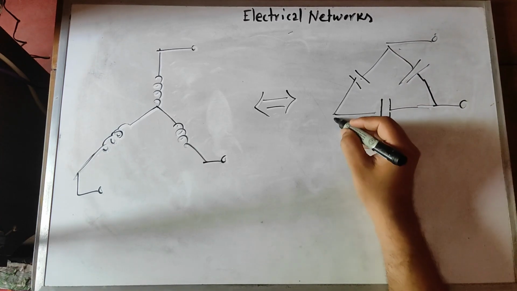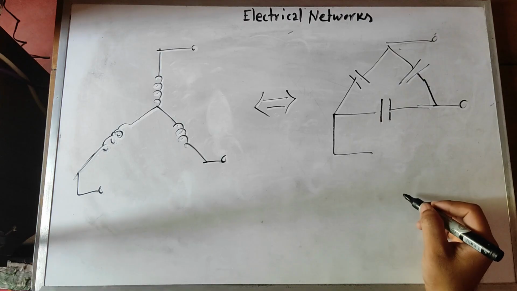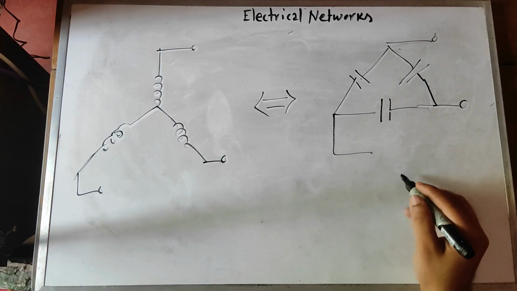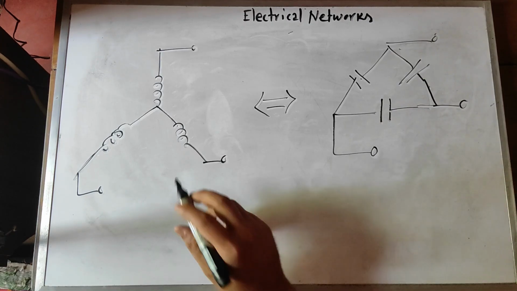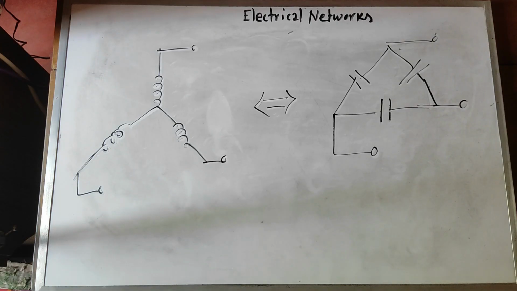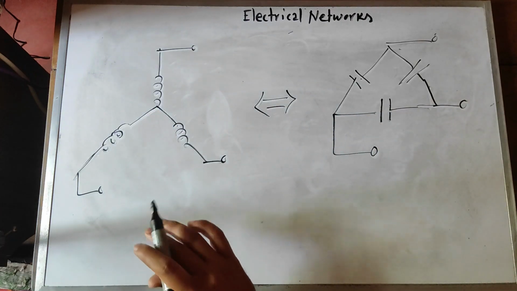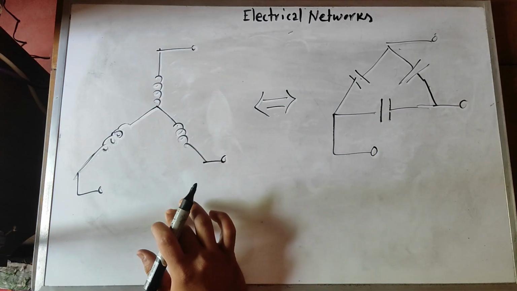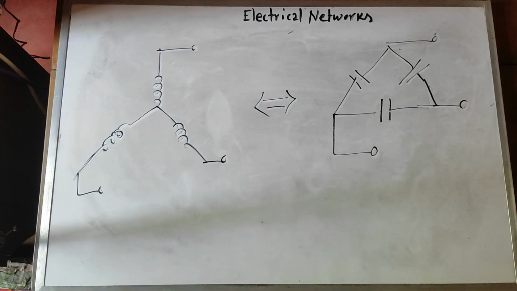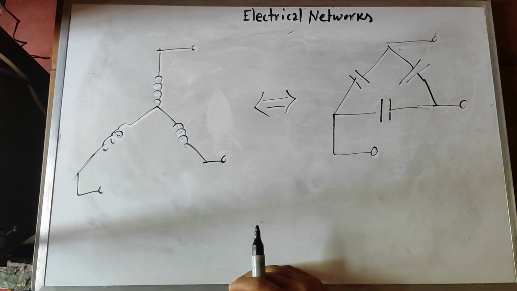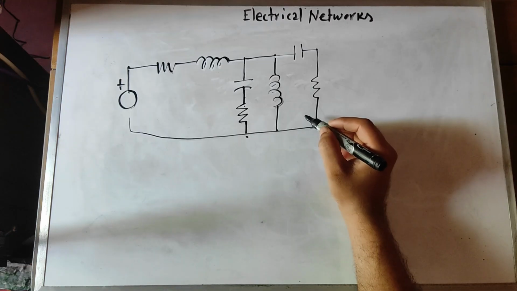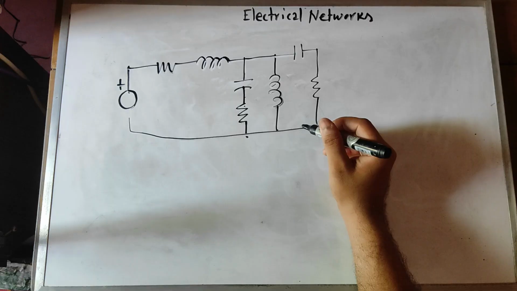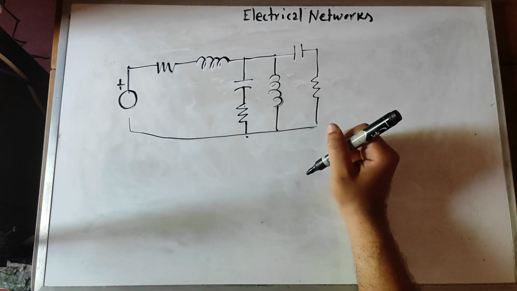This is the dual network for the corresponding inductor network. So this is the Y connected inductor, and this is the delta connected capacitor. The two are dual of each other, typical dual network of the given topology.